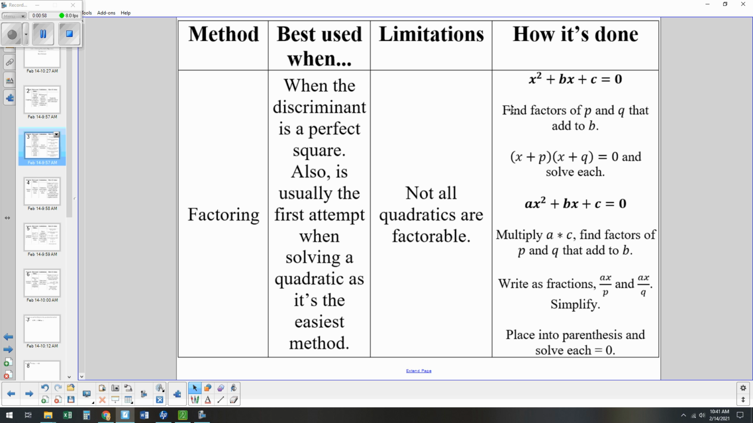How it's done: if there's no number in front of the x squared, we find the two numbers that multiply to c and add to b. And then we write them in sets of parentheses and solve each. If there is an a, a number in front of the x squared, we're going to do a times c first, then find those factors that add to b. Then we're going to write them as fractions, ax over p and ax over q, and then simplify if we can, place each of those into parentheses and solve each.